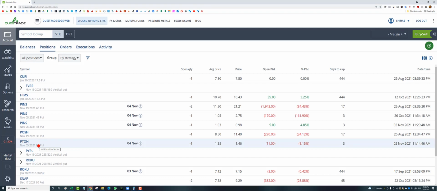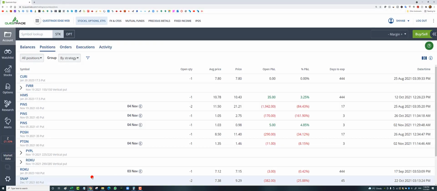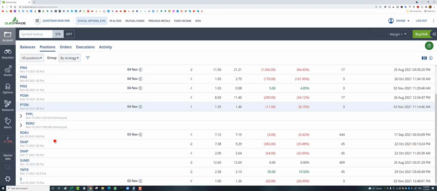Peloton, I just opened this today. So 80 put, the stock's at around 89. Let's see how much buying power this one's taking. 80. So it's taking about 1,770, not bad. And it might be closable. If earnings are good, it'll be closable. So these are put spreads taking $400 of capital.